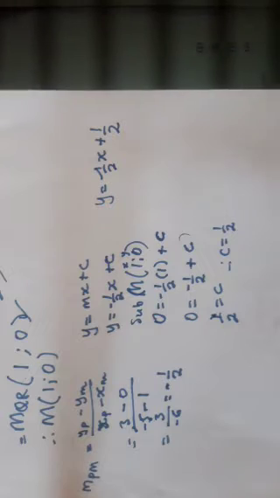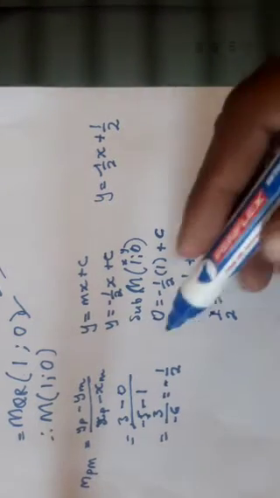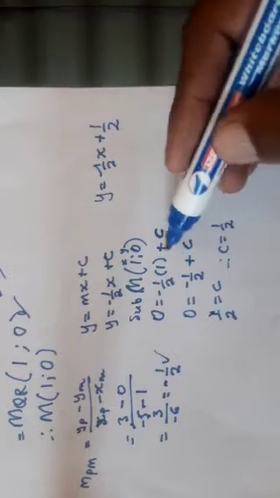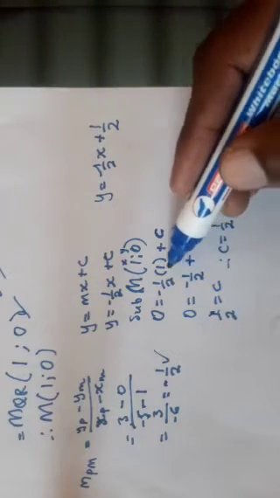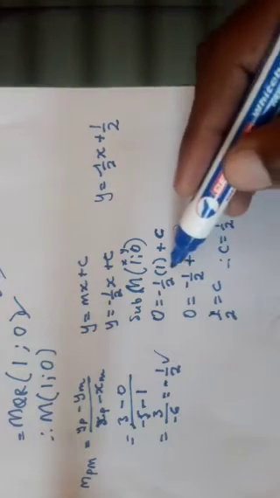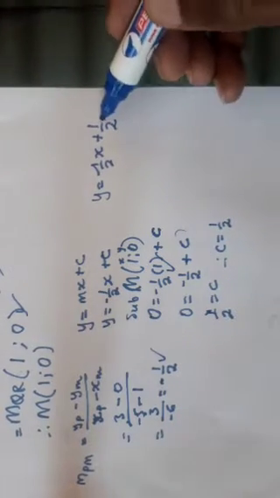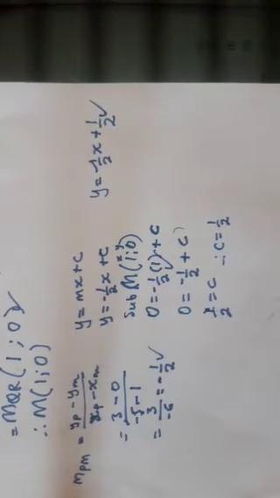Now that would be your 3 marks. 1 mark for getting the gradient, 1 mark for the substitution of M and getting the value of c, and 1 mark for the complete equation. That will be your 3 marks. Alright, next question.